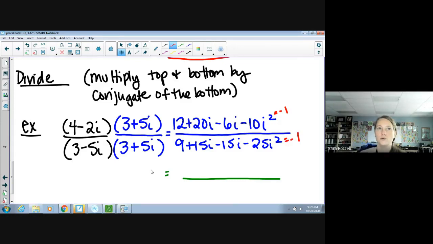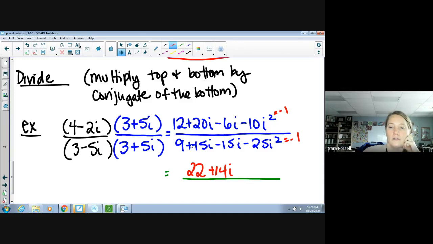Remember your i squareds equal -1, so I'm just going to go ahead and jump down to the final answer here. I've got 12. This is going to end up being plus 10, won't it? 12 plus 10 is 22. 15 minus 6 is plus 9i. Do we follow on the top? Any clarification needed?